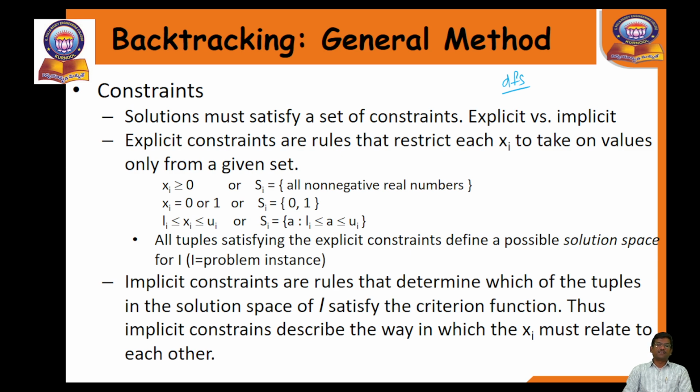Coming to the implicit constraints, these are the rules that determine which of the tuples in the solution space satisfy the criterion function. Thus, implicit constraints describe the way in which the xi must relate to each other. In any backtracking algorithm, the algorithm seeks a path to a feasible solution that includes some intermediate checkpoints. If the checkpoints do not lead to a viable solution, the algorithm can return to the checkpoints and take another path to find a solution.